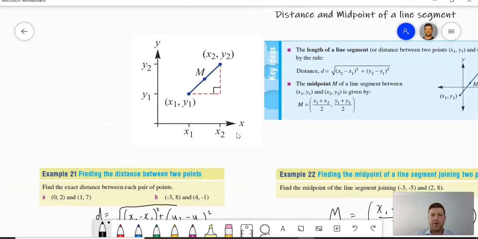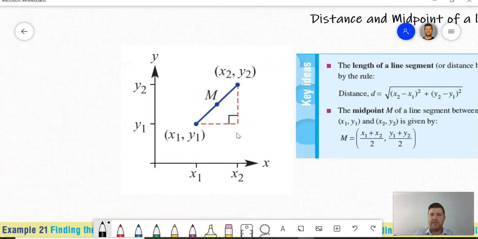We know that a line, or a straight line anyway, is represented by a linear equation. And a line segment just goes from one set of coordinates to another set of coordinates. So it stops and starts at those given points.